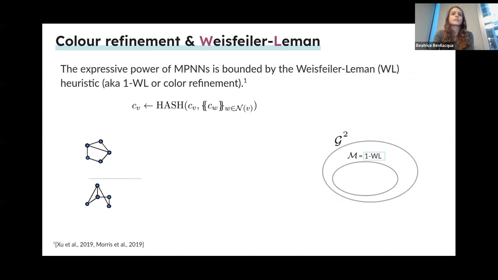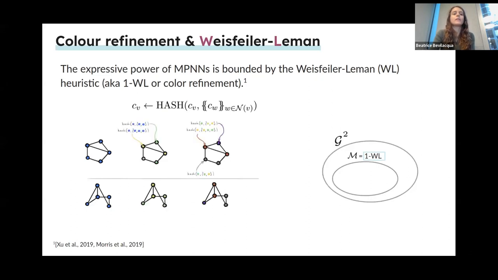It works by first assigning the same initial color to all the nodes, and then updating the color of a node v using a hash function that takes as input the previous color of the node, which is c_v, and then the multiset of the colors of its neighbors. This is done iteratively, so we are going to update the representation of nodes. And at the end, we obtain a graph representation in the form of a histogram, which contains the number of nodes that have a certain color.